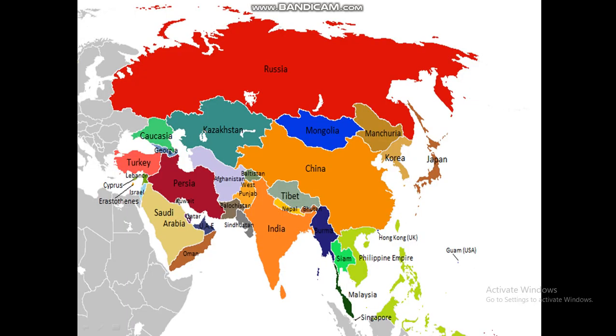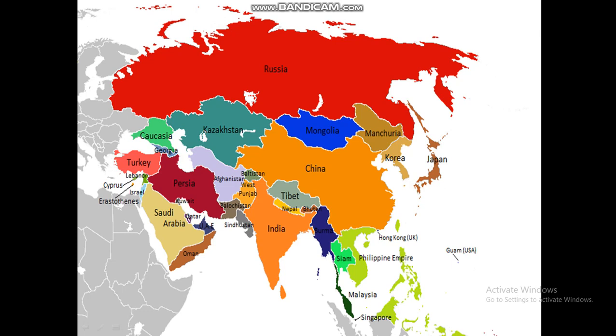Today we discuss the different regions of the world. Today we discuss the Central Asian Republics. This is the map of Asia. Asia is divided into different parts. This is Northern Asia, Russia. This is Central Asia: Kazakhstan, Turkmenistan, Azerbaijan. The last 10 countries are located in Central Asia.